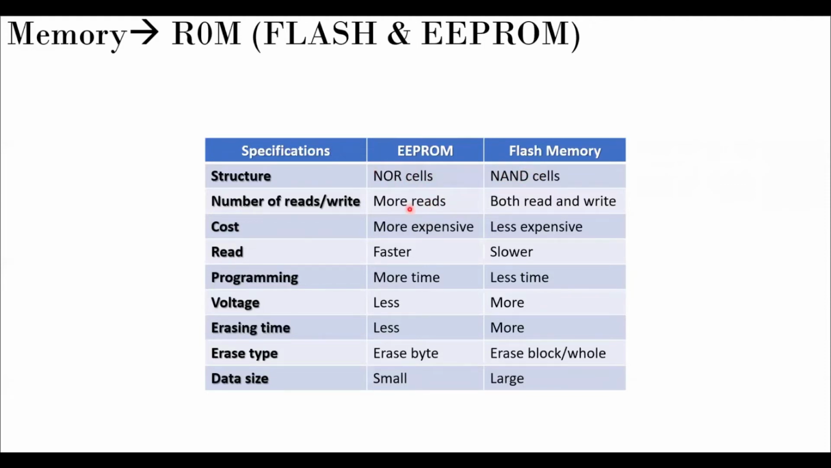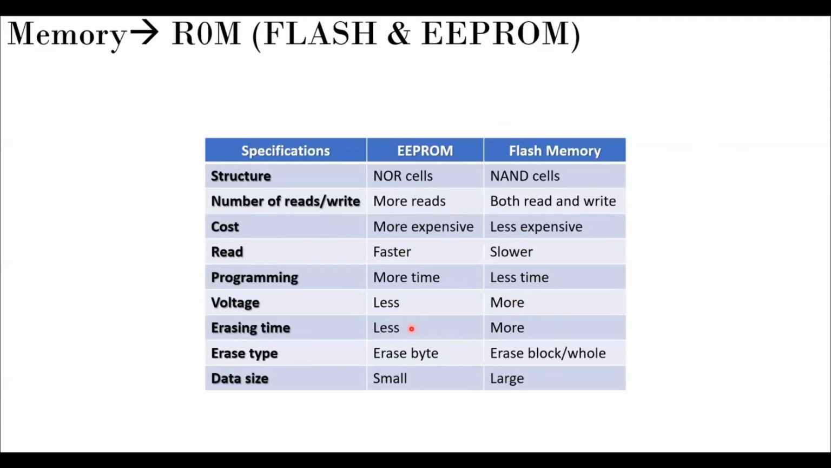Okay, and then if you see the advantages in terms of number of reads and writes, this is more for reads, and this is equally true for both read and write. This is more expensive, this is less expensive, and obviously flash memory is very popular. Okay? Read time, this is much faster, this is slower. Okay? Programming, this is more time, this is less time. That is why flash memory is gaining popularity. Voltage, this is less, this is more, obviously, then power will also be higher for flash memory.